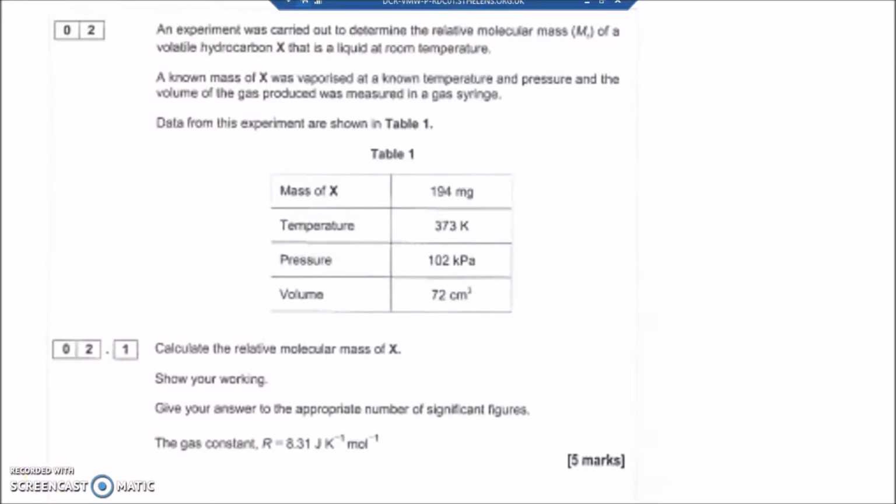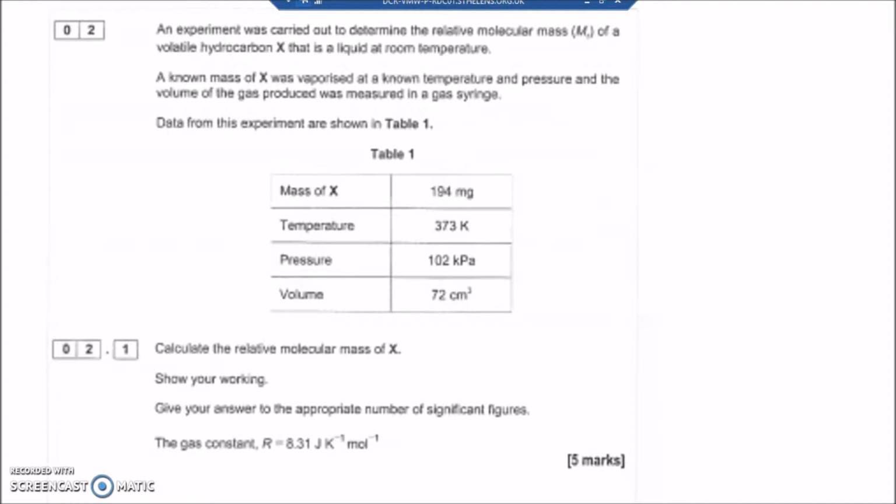Question 2. An experiment was carried out to determine the relative molecular mass of a volatile hydrocarbon. Volatile means it's got a low boiling point. Hydrocarbon means it contains hydrogen and carbon only. It's a liquid at room temperature, liquid X. A known mass of X was vaporized at a known temperature and pressure, and the volume of the gas produced was measured in a gas syringe.